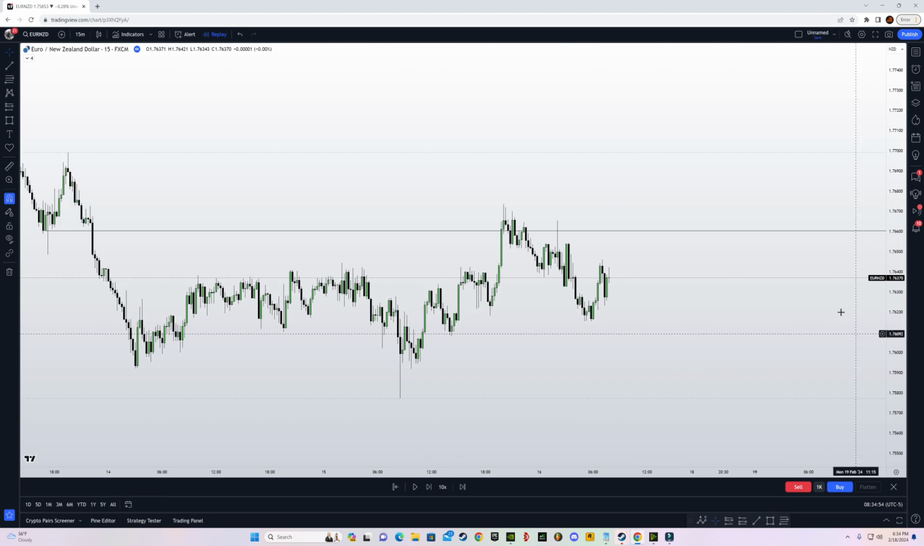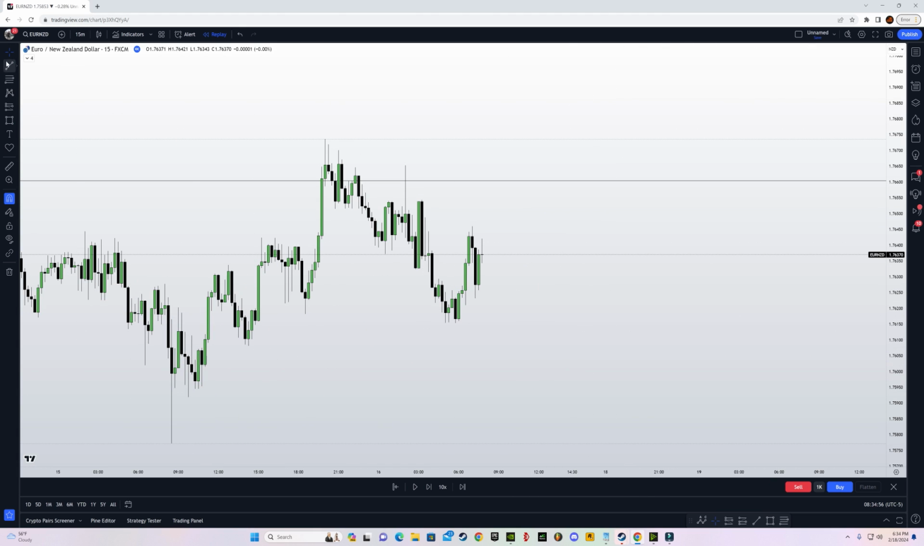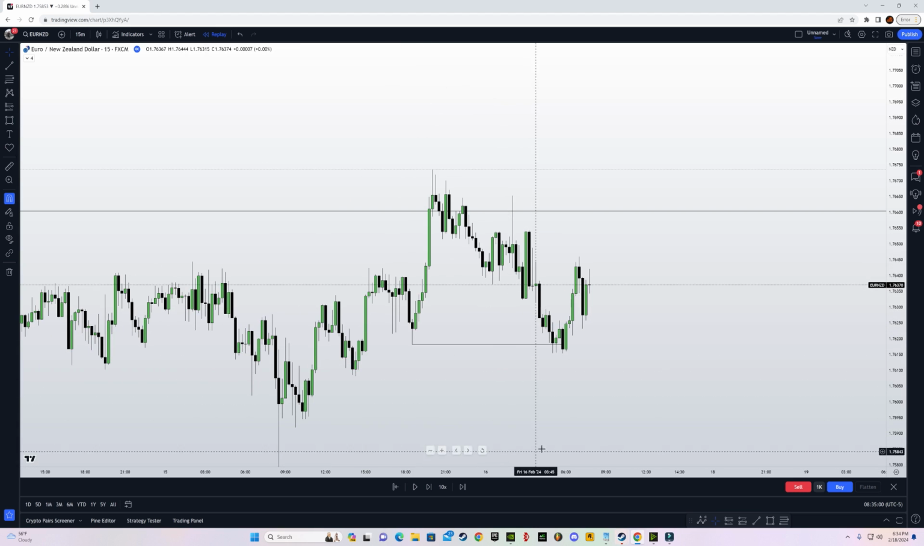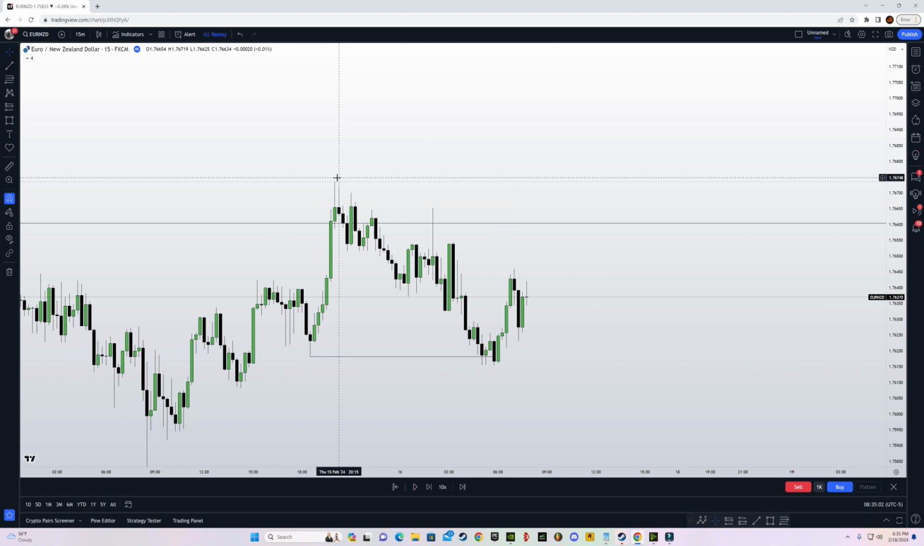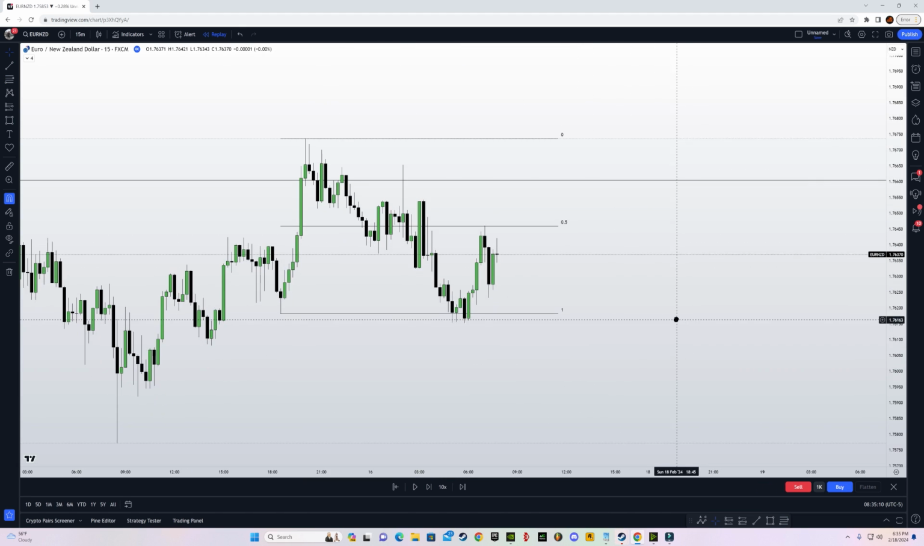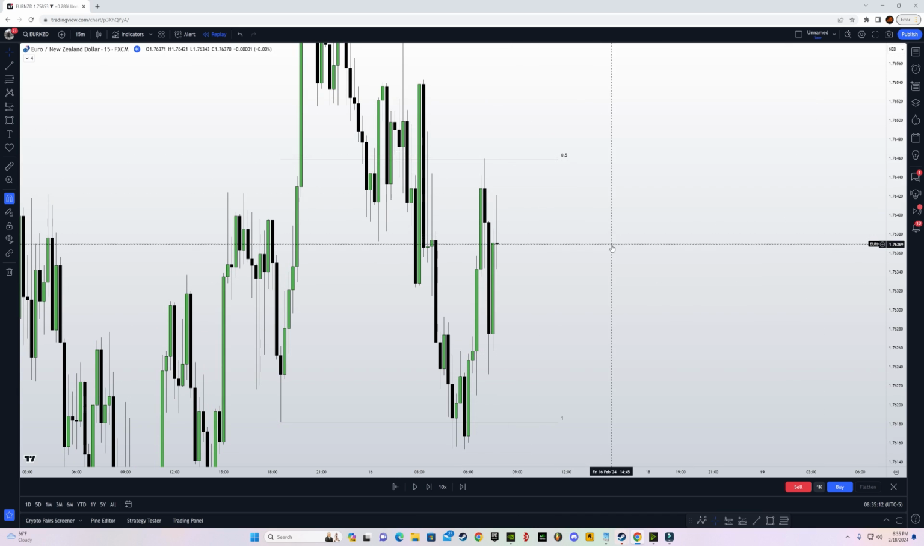Now going to the 15-minute time frame to look for a market structure shift, right? That's going to confirm that we're going to go lower. And over here, we have a market structure shift with this candle. So now this order block is way too big. So in this scenario, you're going to mark out your order block and you're going to look for confirmation from the 0.5 level. And you can see price came into the 0.5 level.